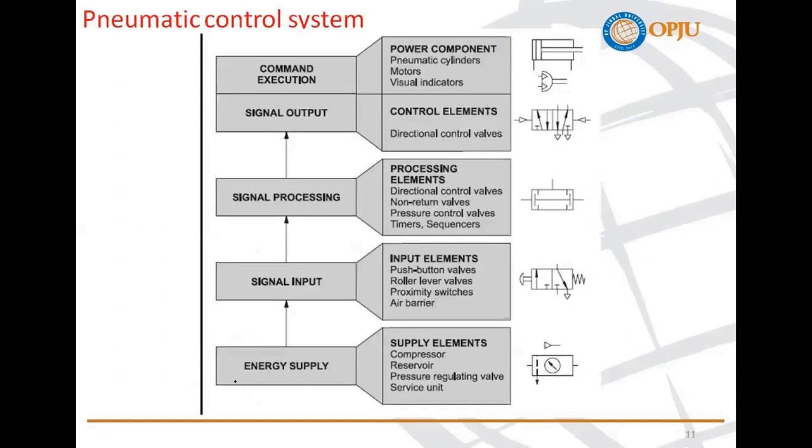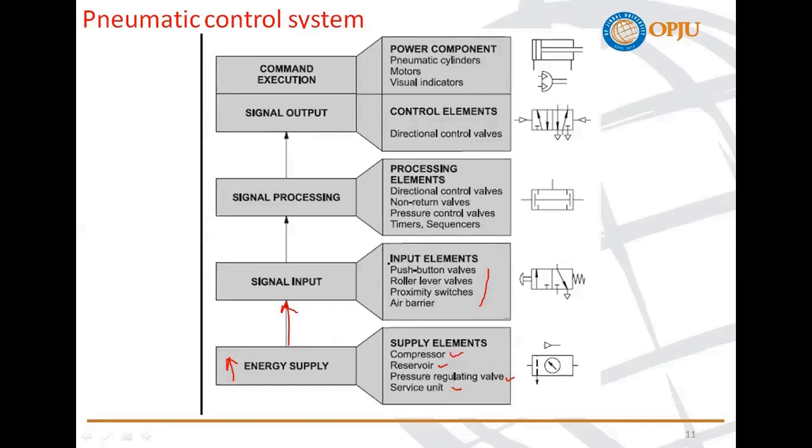Initially we require the energy supply. How am I getting the energy supply? First I will require the energy from the compressor. The compressed air is stored in the reservoir, and you can use the reservoir also. You can use some pressure regulating valve also. You can use some service unit also. We will study that. Then from this energy supply, the compressed air is given to the input signal. That input signal can be various types of valves. That also we are going to study.